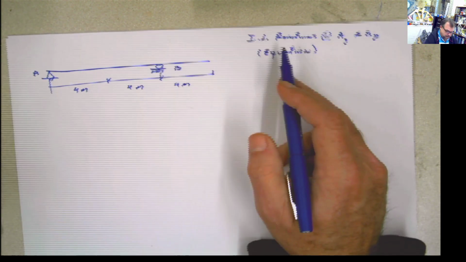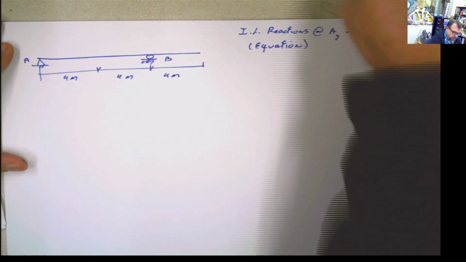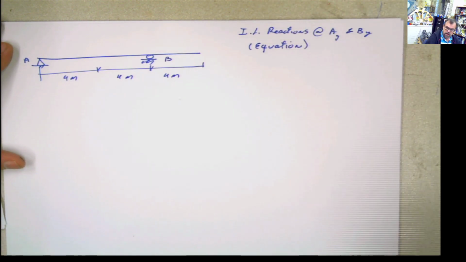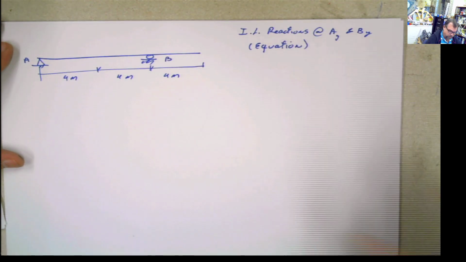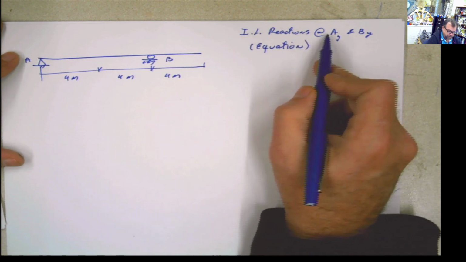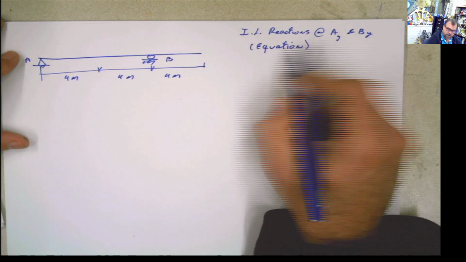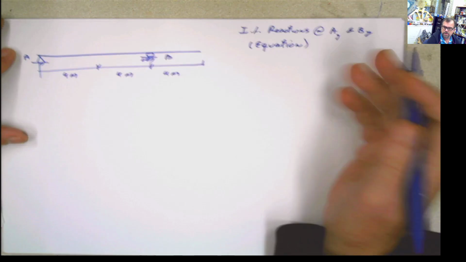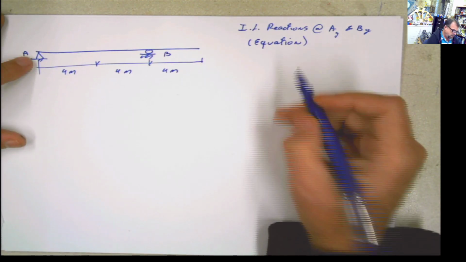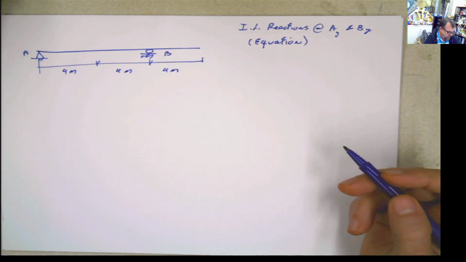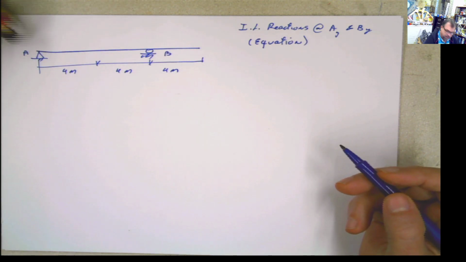Find the influence lines for the reactions AY and BY, and later on we're going to get also for shear and for moment and for other stuff. But for A and B, using the equation instead of using the brute force approach. And remember, the philosophy is that you have the little moving load here.